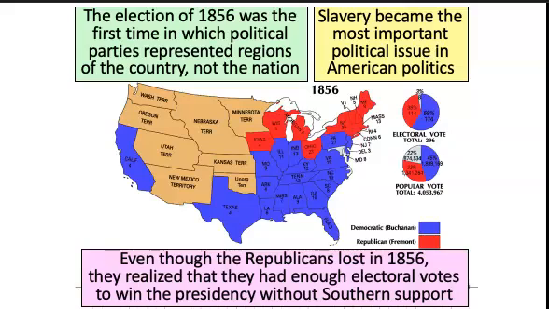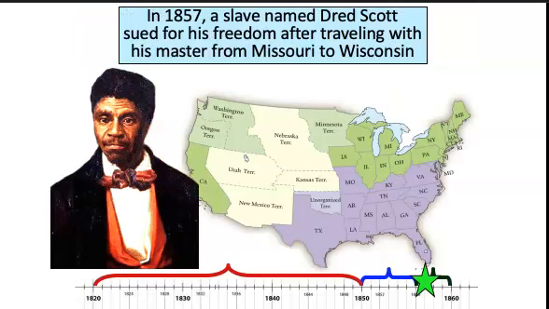In 1857, the courts will become involved as well. And a major court case in 1857 will further escalate tensions between North and South.